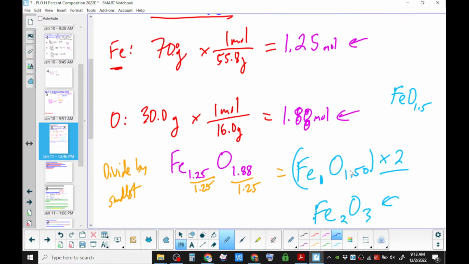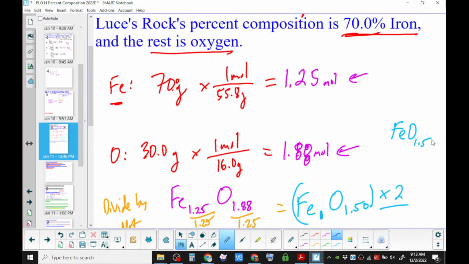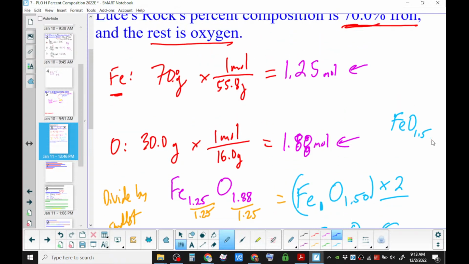And usually the other one is a number that we can then use, like 1 or 2 or 3, or it's a number and a fraction that is really obvious as to what it should be. So if it's 1.5, that tells us just double the whole thing, and we have the simplest whole number ratio. Okay? So you're basically just changing the percentage into a formula. Yeah, so you turn it into moles and then turn it into a formula ratio.